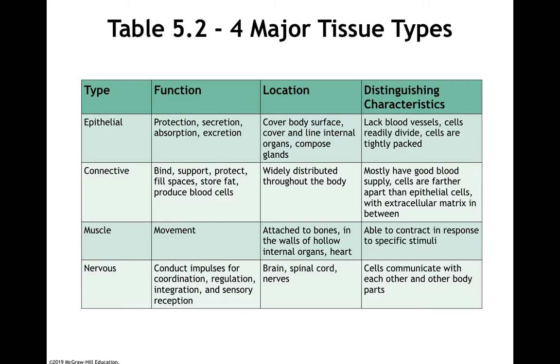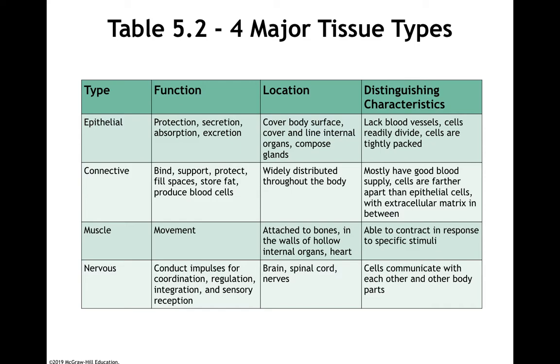So epithelial tissues in general protect, secrete, absorb, or excrete something for the body. They are going to be found on the body surface, covering and lining internal organs. And what you might not think of as epithelial tissue is actually glandular tissue, which is during development derived from epithelial tissues. We'll talk about the distinguishing characteristics of each tissue as we come to it.